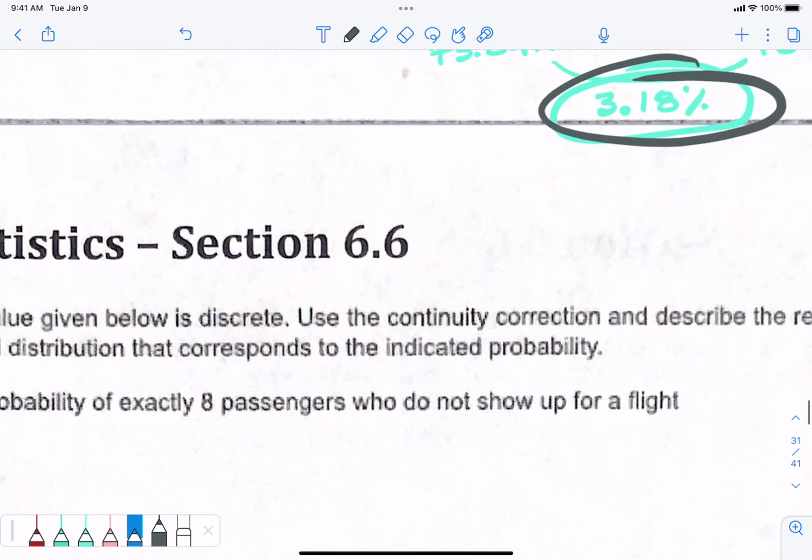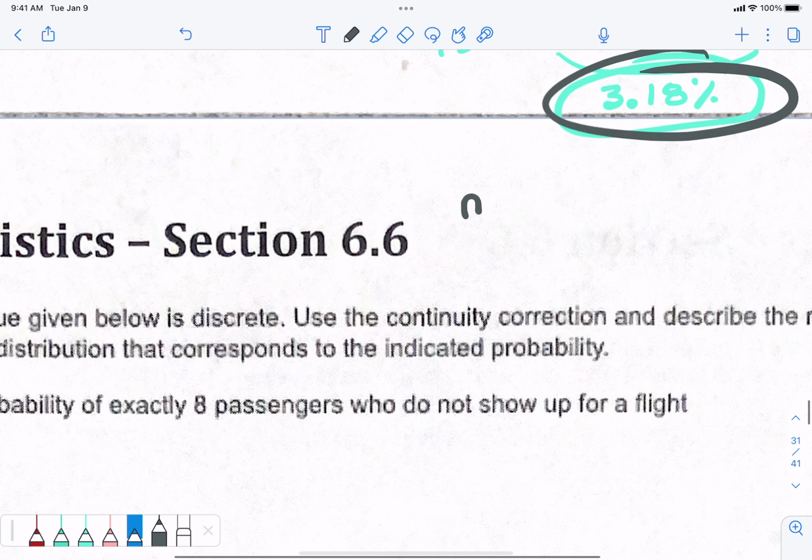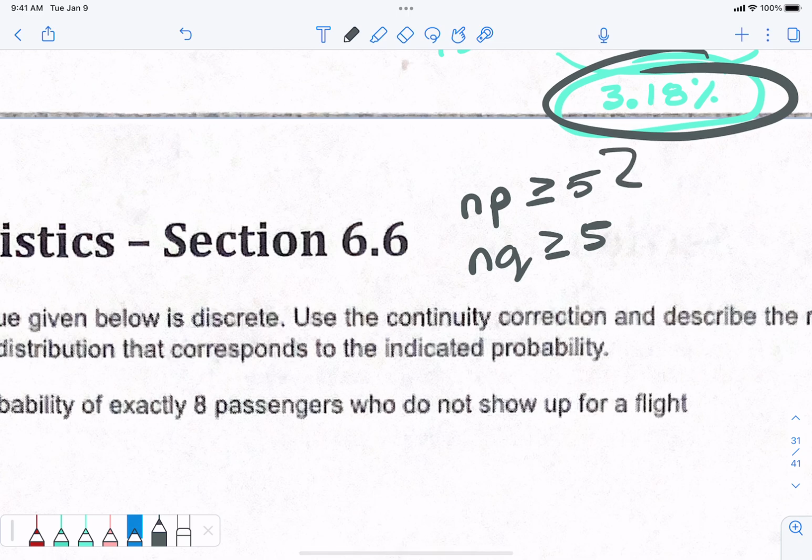Go through on 6.6 and check to make sure that n times p is greater than or equal to 5 and n times q is greater than or equal to 5. If it doesn't satisfy this requirement, not solvable.